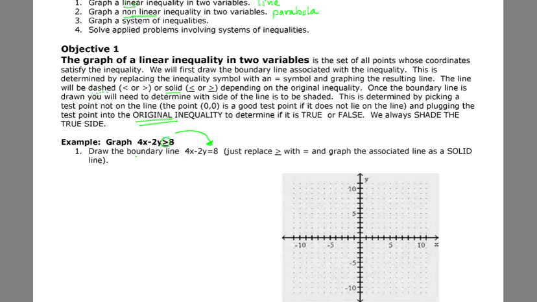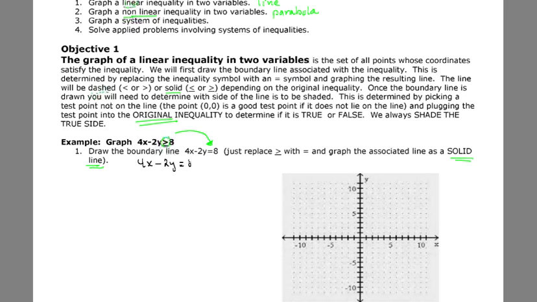So I want to graph the inequality 4x minus 2y greater than or equal to 8. Well, to get started, I have to replace the inequality with an equal to and graph the associated line. Since the original problem had greater than or equal to, this is going to be a solid line. The equal to underneath that comparison symbol means we're going to graph it as a solid line. So let's remember how to graph a line. We've got 4x minus 2y equals 8.